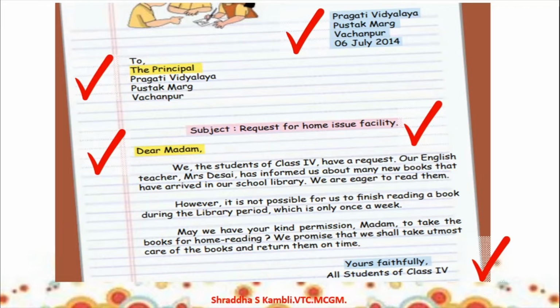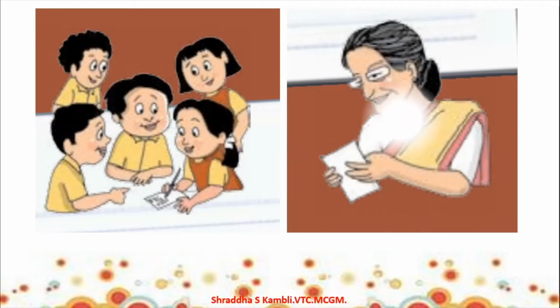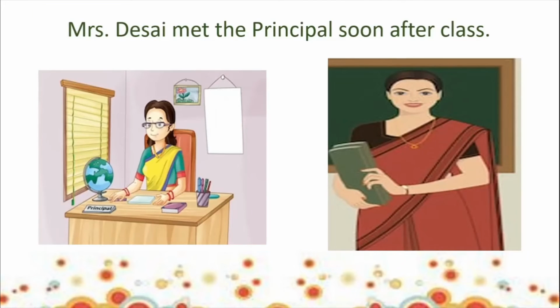So all this, children, we had learnt when we talked about the first part of this lesson. Now let us see what happens. So they all write a letter, and the letter reaches the principal, and the principal reads it, and now they're waiting for a reply. So that was what we did in part 1 of this lesson. Now let us move forward and let us go to part 2 and see what happens in this part of the lesson.